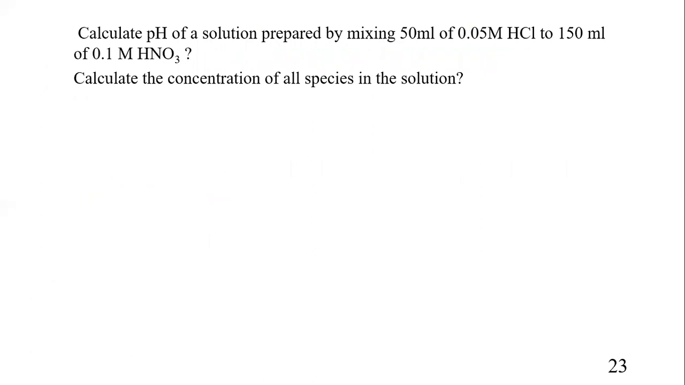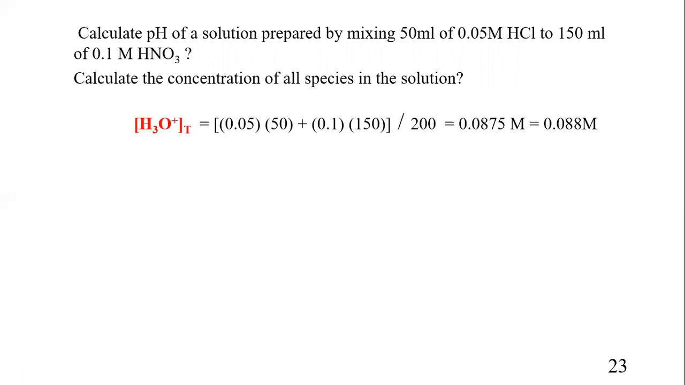Right. Very direct question. So HCl, 50 milliliters of it, at a concentration of 0.05 molar, has been added to 150 milliliters of 0.1 molar nitric acid. And you all know already that HCl and nitric acid are both strong acids, and therefore this is a mixture of two strong acids. Now here we want the pH and we want the concentration of all species in solution. So directly to the point, H3O+ will be what?